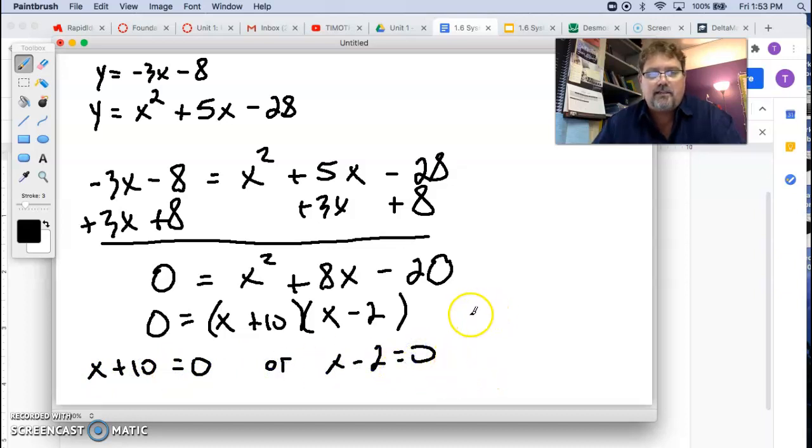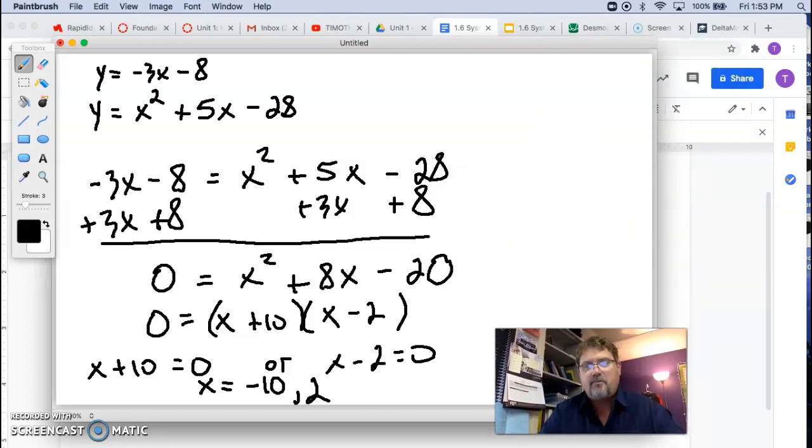So we get x is equal to negative 10 and 2. Now, if you remember, the solutions to systems of equations are ordered pairs. So what we have here is the x coordinate of two ordered pairs. Okay, so let's find out what the y coordinates are. And we'll start by plugging negative 10 into one of our equations. And I think that it's pretty clear that the top equation here is the easier one to plug that negative 10 into.